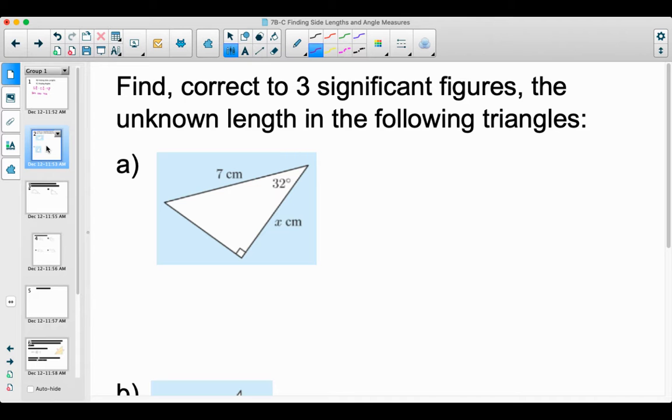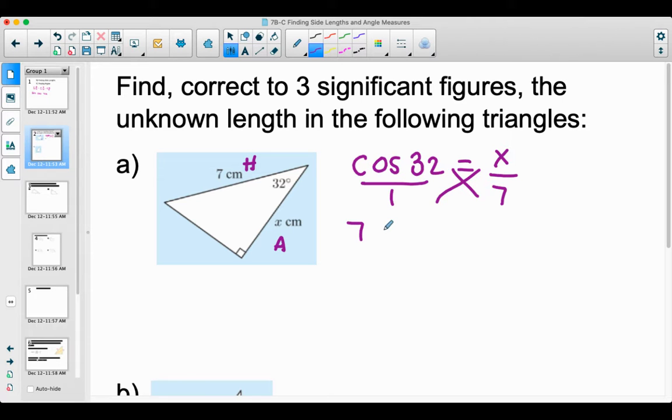So here's our diagram. Find, correct to three significant figures, the unknown length. So if you look at the angle given here, this would be considered the adjacent side and this would be considered the hypotenuse. So because we have the adjacent and the hypotenuse, that tells me that we need to use cosine. So we have the cosine and the angle is always what goes with it. So cosine of 32 is equal to the adjacent, which is x over 7, and put 1 over top of that, and then you can just cross multiply.